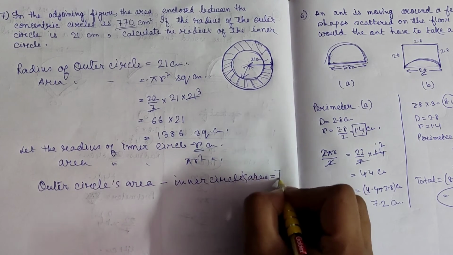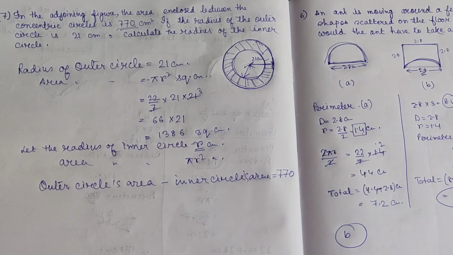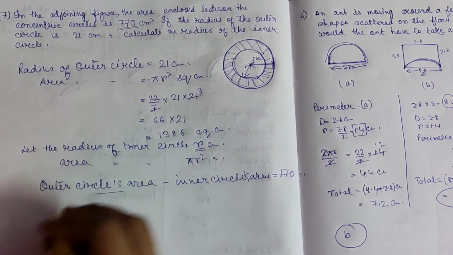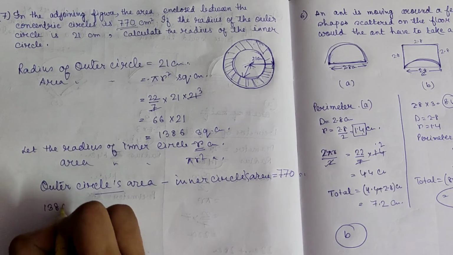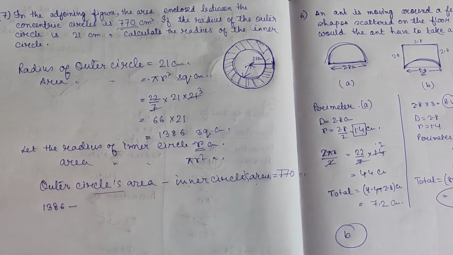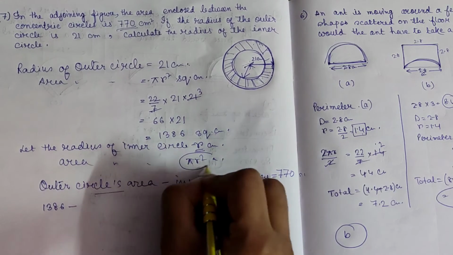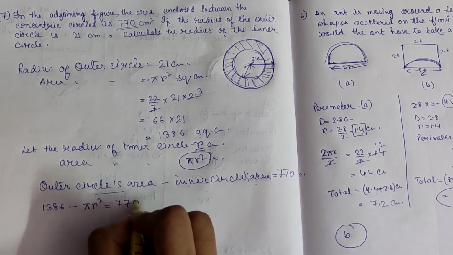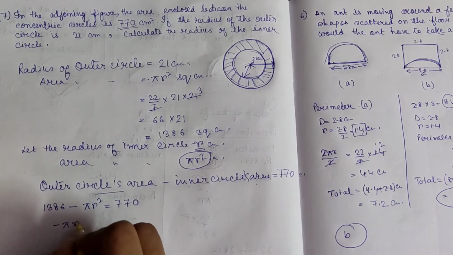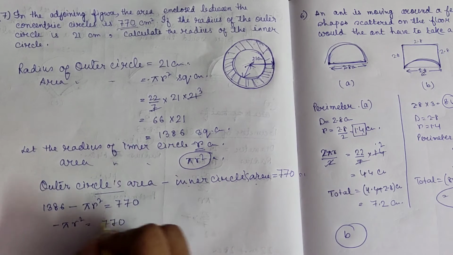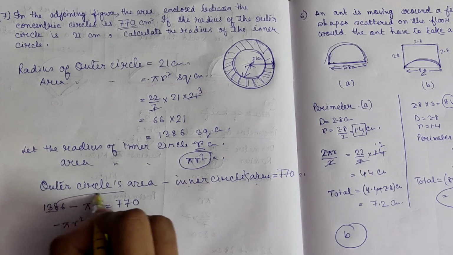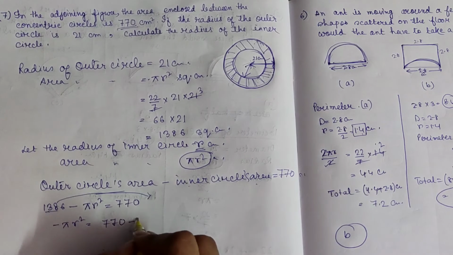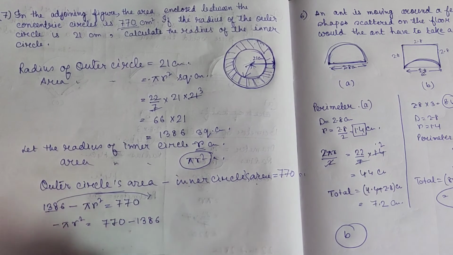If I do, we will get the area which is mentioned, 770 square centimeter. Outer circle's area we have got 1386 minus inner circle's area, which we don't know, which we have got is pi r square equal to 770. So pi r square equal to 770. This 1386 is changing the side from the left to the right, so it will change its sign into minus 1386.